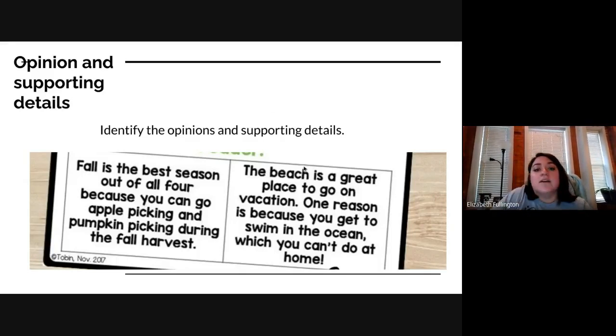You ready? All right, the next one says the beach is a great place to go on vacation. One reason is because you get to swim in the ocean, which you can't do at home. So now we need to figure out the opinion statement here. So what does this person think is the best? So let's go ahead to the wheel of names and see if somebody can figure this one out. Mackenzie, you are our winner for this one. What does this person think is the best vacation?